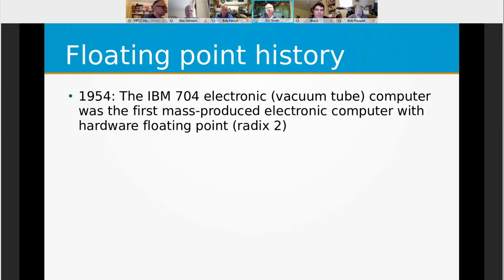So the first electronic computer that had floating point, as far as I know, certainly the first mass-produced one, was the IBM 704, which was also known as the defense calculator. It was built with tubes. It was a huge machine.